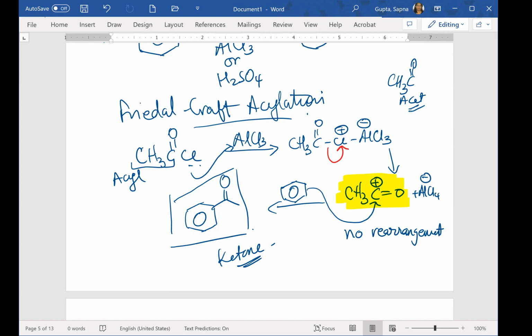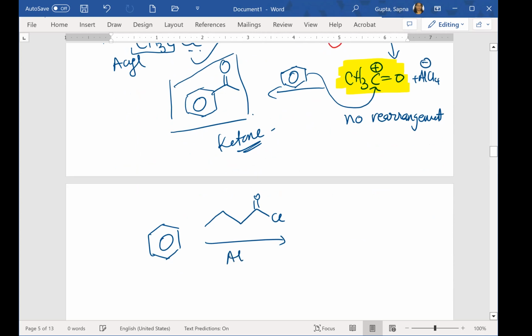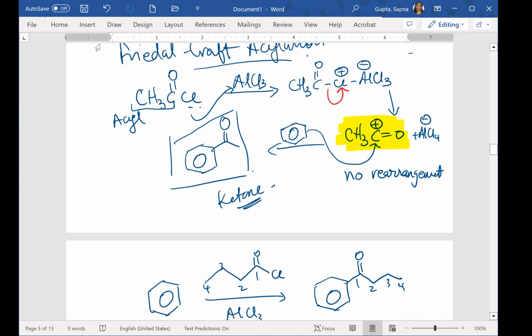You can take any long chain here without any problem. So for example, I can take any long chain acyl chloride with aluminum chloride. Please don't forget the catalyst, because without the catalyst, this reaction is a no reaction. So 1, 2, 3, 4. And on carbon number 1, there is a ketone. Okay, so 1, 2, 3, 4. All right, so this is acylation.